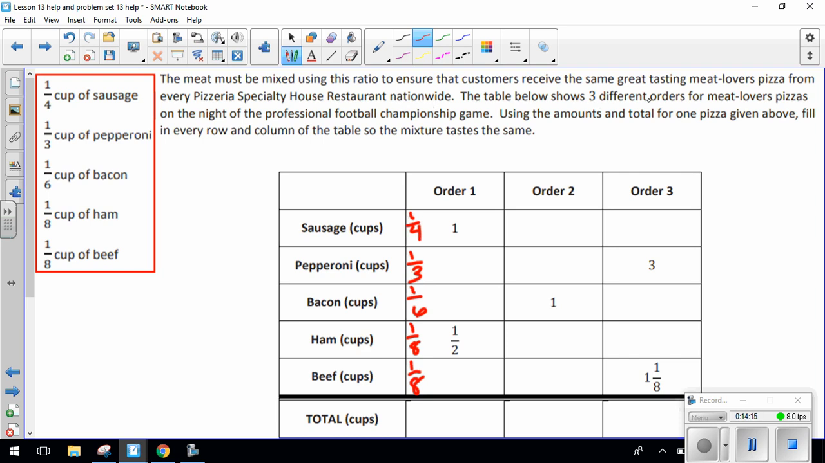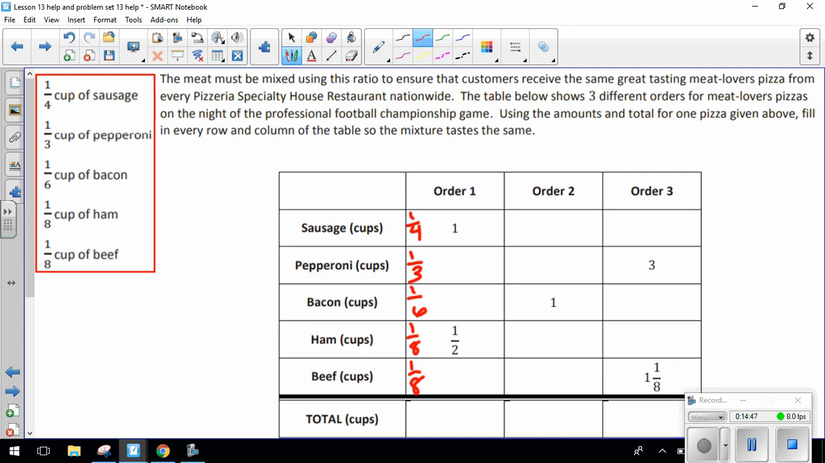The table shows 3 different orders for meat lovers pizza on a night of the professional football championship game. Using the amounts and totals for one pizza given above, which is the stuff in the box, fill in every row and column of the table so the mixture tastes the same. So what it's saying is order number 1, they had to use 1 cup of sausage.